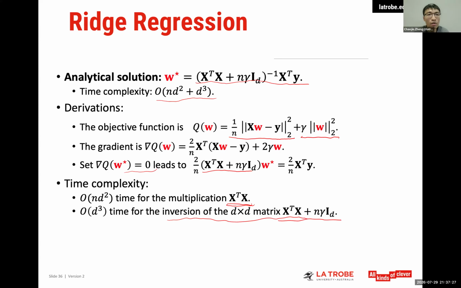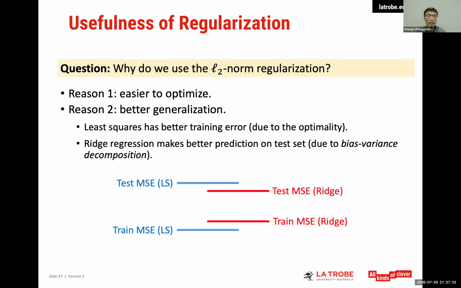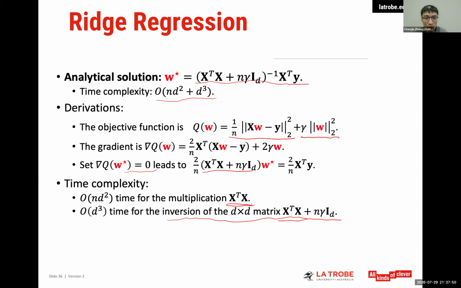So we now know the difference of ridge regression, then why would we use ridge regression, or why are we going to add these regularization terms? The first reason is that it is easy to optimize. From a mathematical point of view, the squared L2 norm, because of the square, is easy to calculate the gradient, and it provides some mathematical convenience to solve the equations.